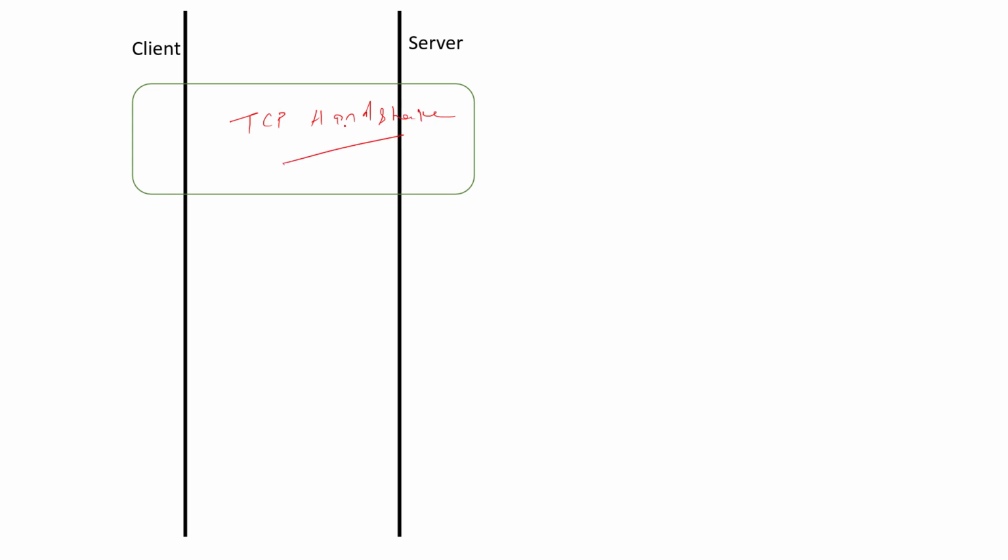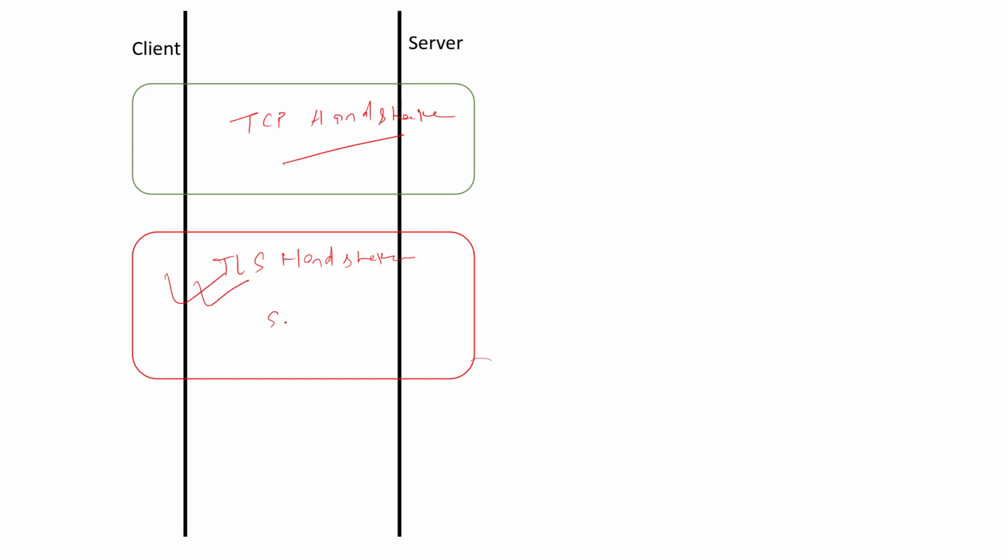The TCP handshake is followed by TLS handshake between the client and the server. It is during this TLS handshake that the server has to prove its identity by sending the server certificate to the client. And only after this TLS handshake, an encrypted channel is formed to secure the communication between the client and the server. So this is the place where the application data is exchanged.